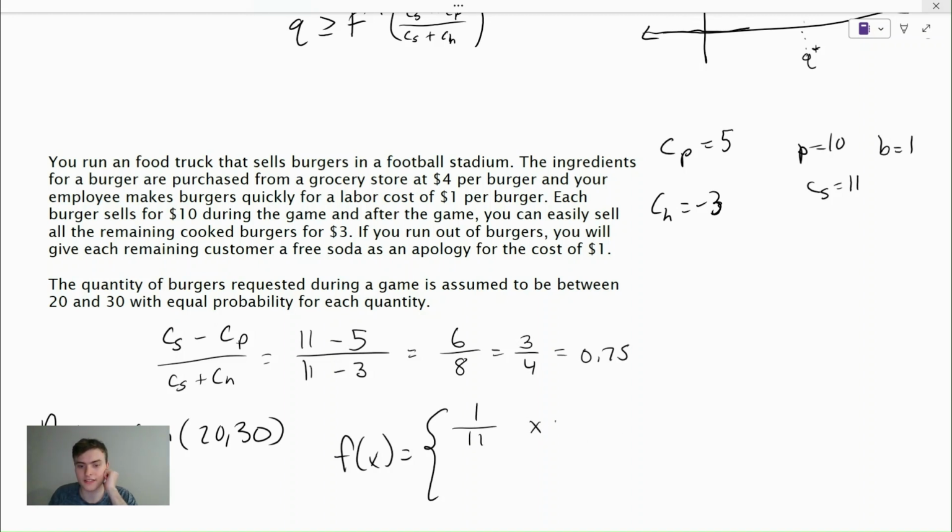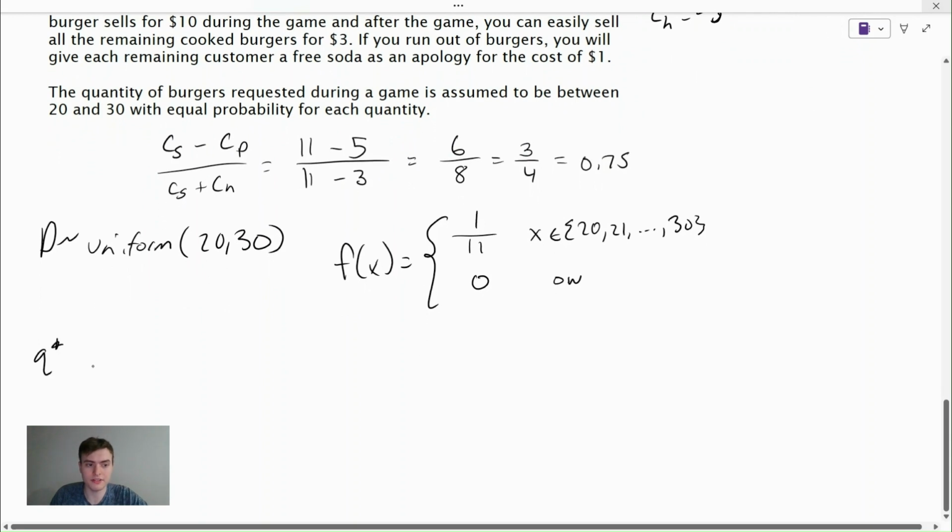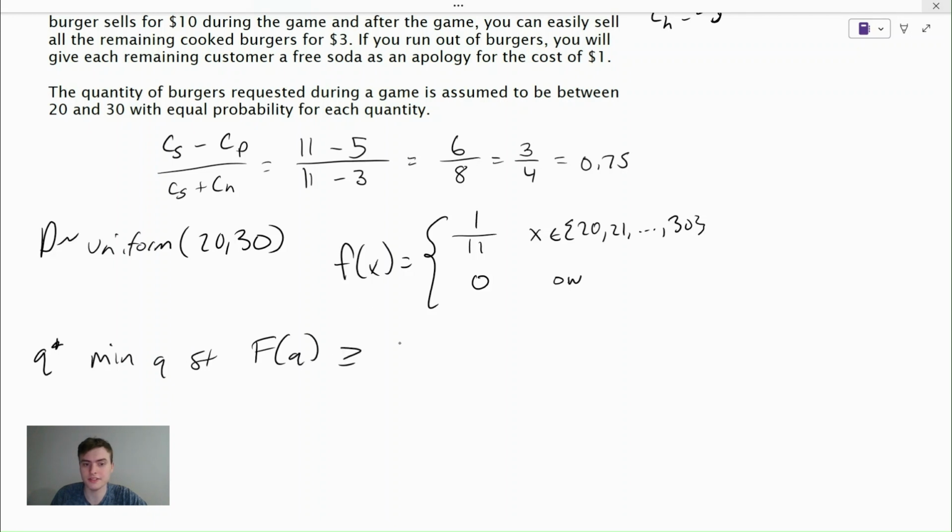And that's for x in 20, 21, ..., 30, and that's 0 otherwise, for x not in that set. And then, how we found the Q star was we want the minimum Q such that F of Q is greater than or equal to (CS minus CP) over (CS plus CH). So this equals 0.75. We want to find the point that's just greater than 0.75, right?